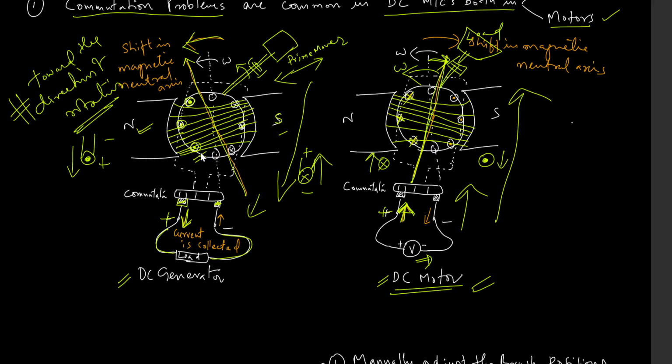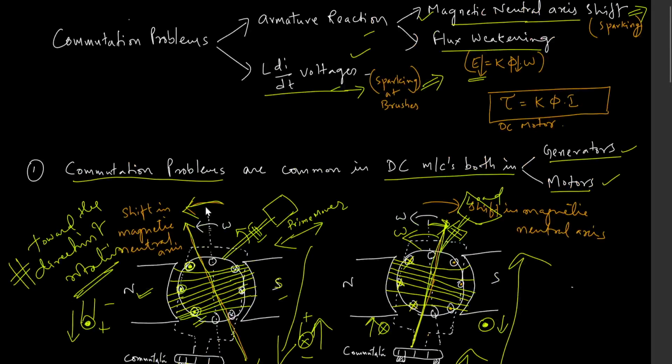Now, I said that in case of a generator the armature reaction has the effect of flux weakening. As the flux reduces, the induced EMF also reduces. This is in case of a generator.